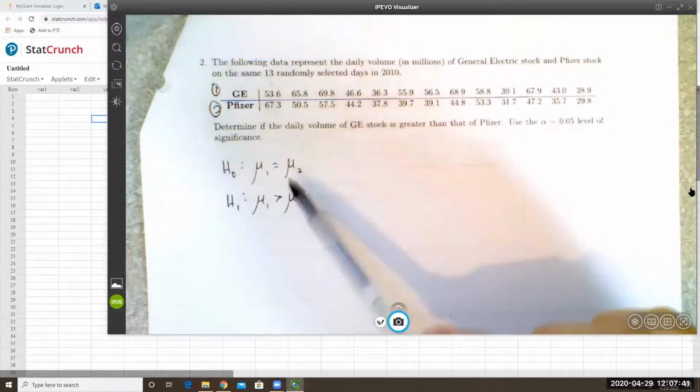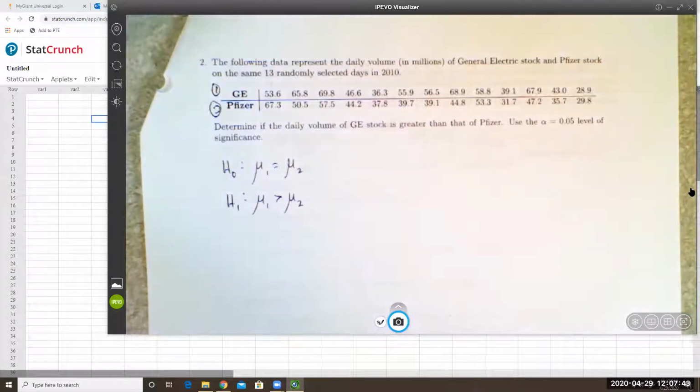Okay, so this is the test that we want to run. Now, the next thing we need to do is determine whether the samples are independent or dependent. Okay, so for that, let's read through the scenario again. It says, the following data represent the daily volume in millions of GE stock and Pfizer stock on the same 13 randomly selected days in 2010.